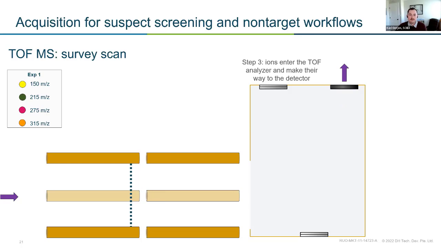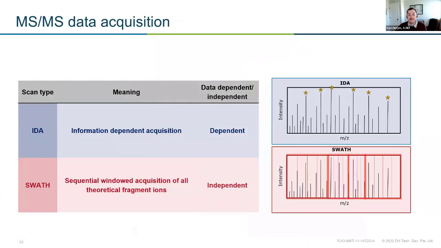Just like before, we're measuring their mass based on how long it takes them to travel a known distance. But what's next? So we've got a parent mass. I just made a big point about how important that MSMS data is. How do we collect that? And that's where it's going to vary just a little bit.